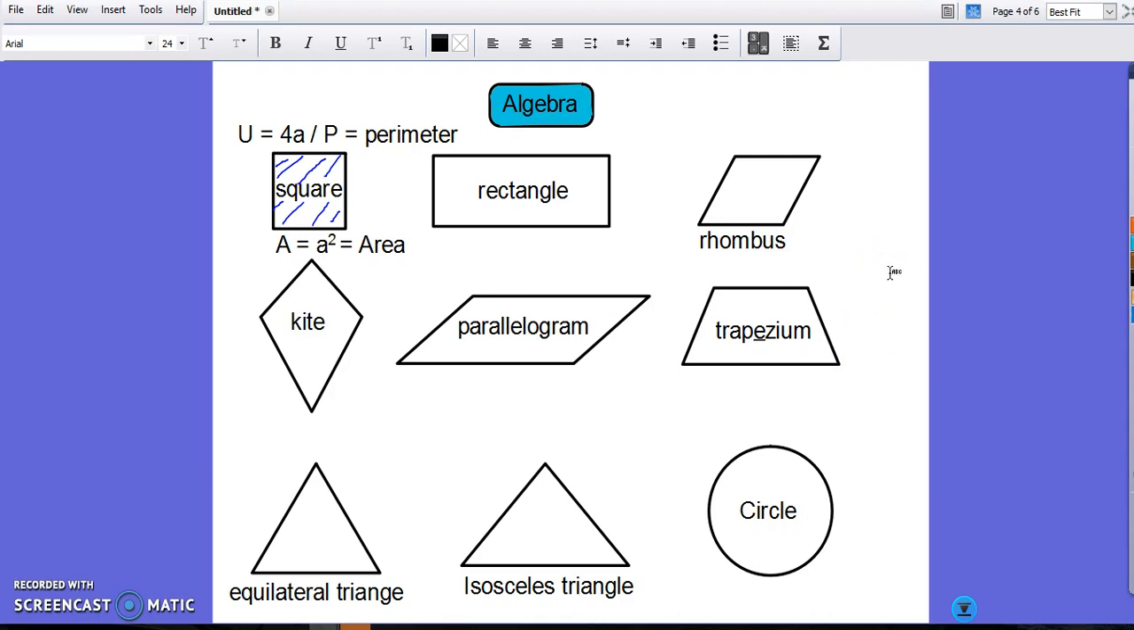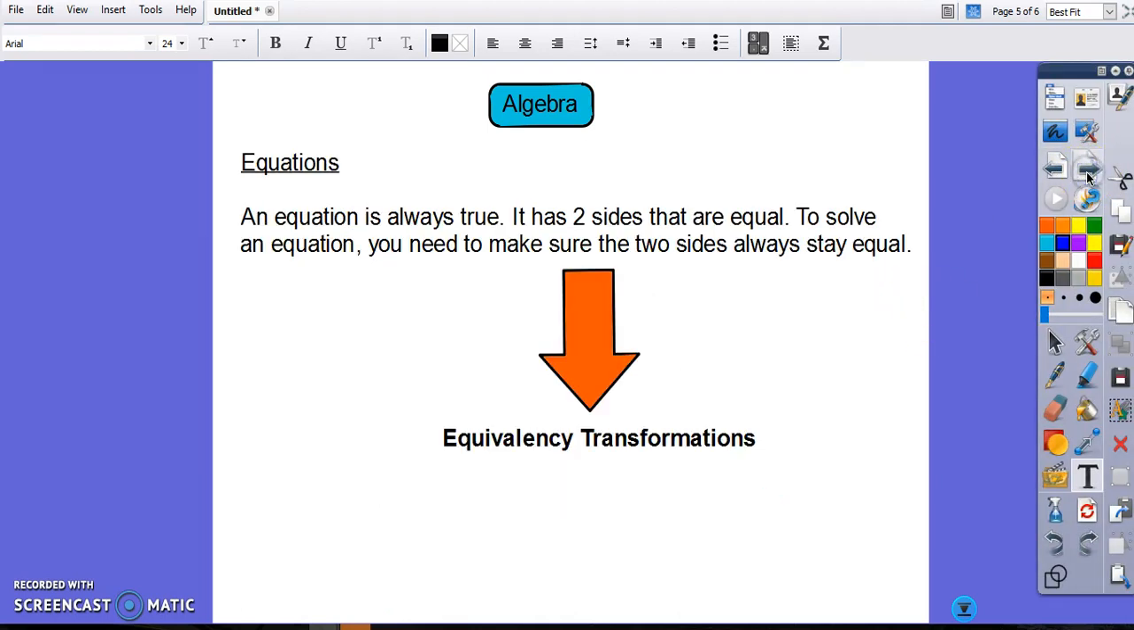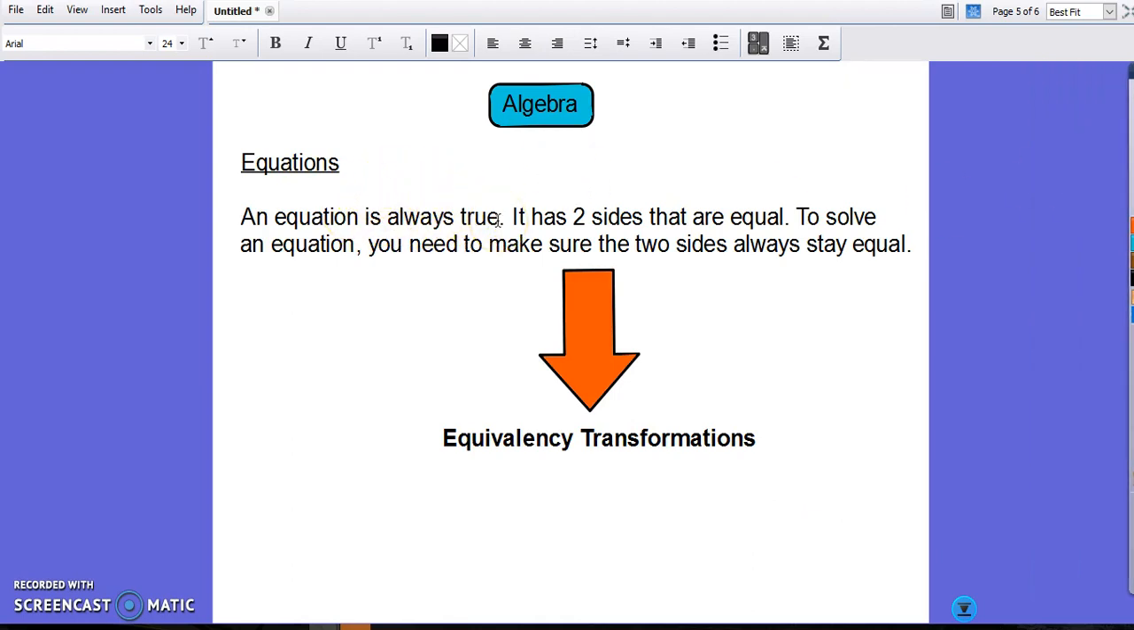So we've looked now at expressions and formulae. Let's move on to the final area I want to look at, which are equations. Now, an equation is something that's always true. It has two sides to it that are equal. To solve an equation, you need to make sure that the two sides always stay equal. And in order to do this, you need equivalency transformations. And we'll talk about those in more detail in a moment.